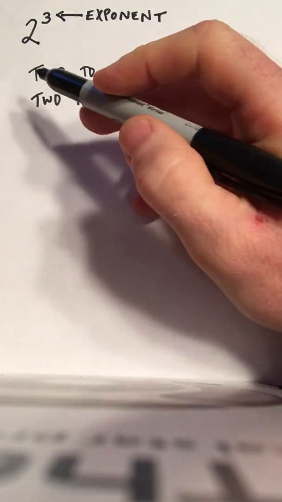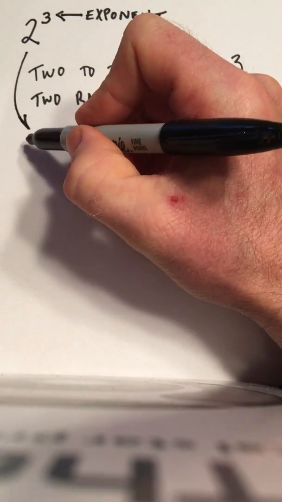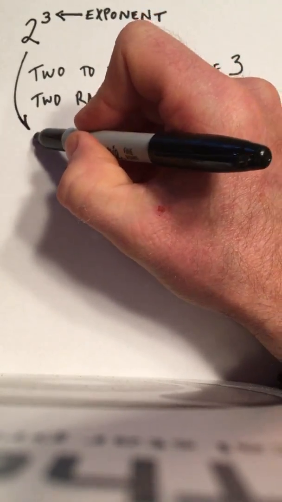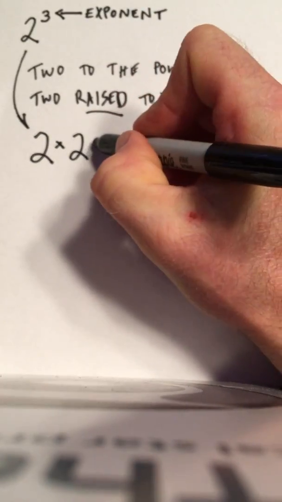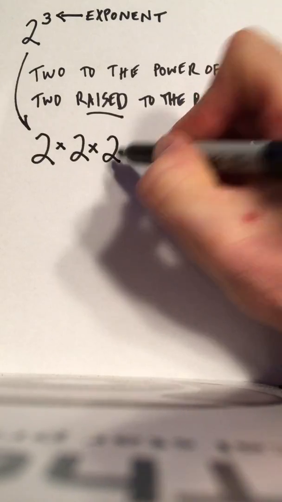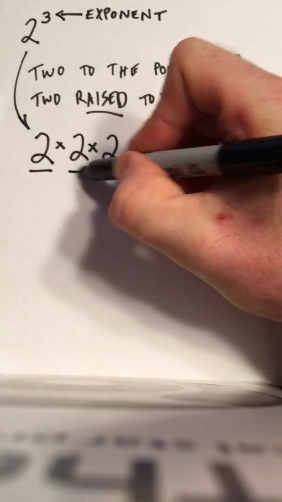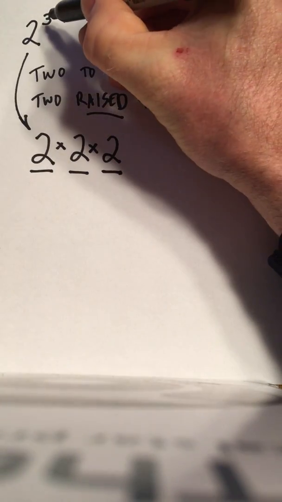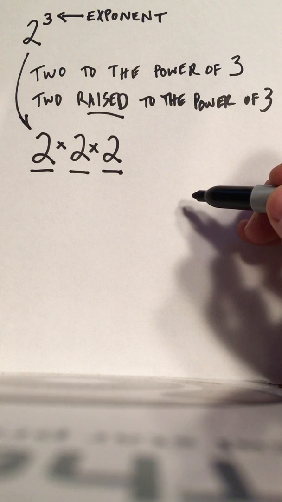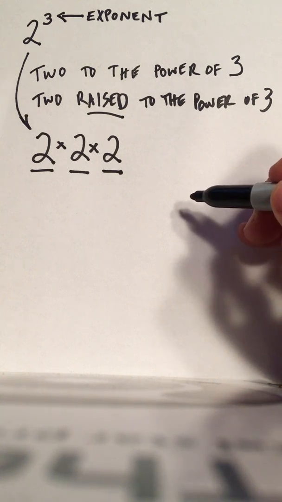And when we say 2 raised to the power of 3, the mathematical equivalent of 2 to the power of 3 is simply 2 times 2 times 2. So the reason that I multiplied 3 2's together is due to the 3 that the 2 was raised to.